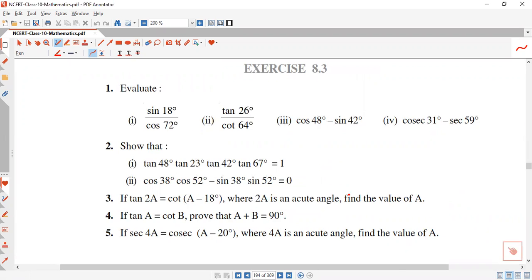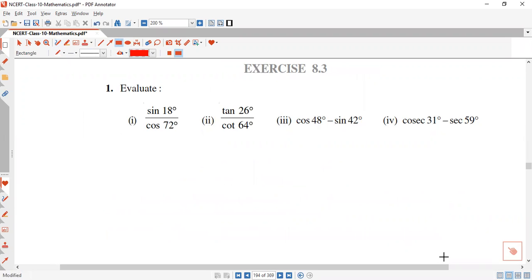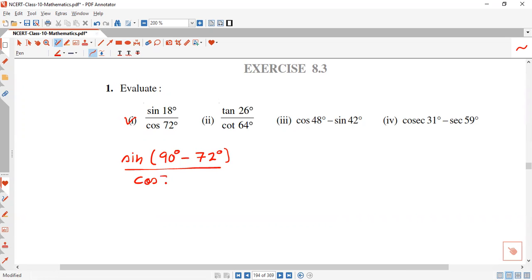Evaluate. Say this one: sine 18 degree upon cos 72 degree. Evaluate means I would like to find the value. Sine 18 degree upon cos 72 degree. Sine 18 degree can be written as sine of 90 degree minus 72 degree, since 90 minus 72 is equal to 18, upon cos 72 degree.